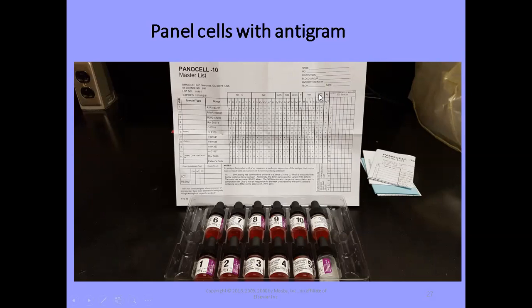I would take all 12 tubes, put them in the cell washer, wash them 3 times. Then I'm going to go and add my polyspecific AHG, 1 drop to each tube, centrifuge and read, and record those results in that column. And then to any tube that tests negative with AHG, I'm going to do check cells. So I would add a drop of check cells to my negative tubes, centrifuge them, grade my check cell reactions, and then I would have everything filled out on the antigram.